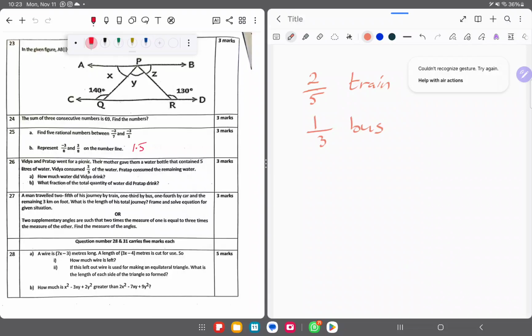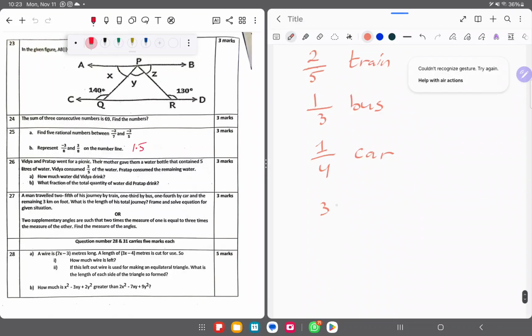1/3 by bus, 1/4 by car, and the remaining 3 kilometers on foot. What is the total length of the journey? Find this all. Or two supplementary angles.